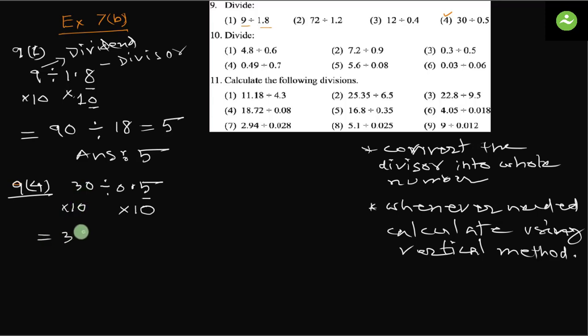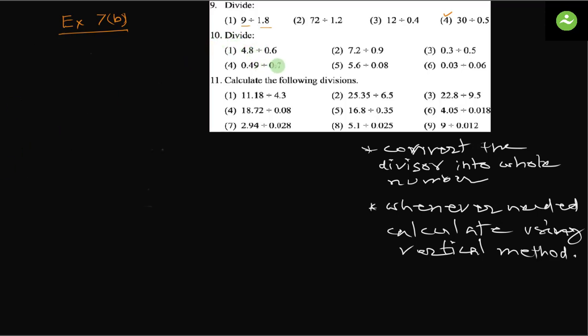30 times 10 is 300, divided by, the decimal point moves one digit right because there is one 0. So this becomes 5. If we divide 300 by 5, we don't need the vertical method. We can straightaway divide it. So 300 divided by 5 is 60. The answer is 60.